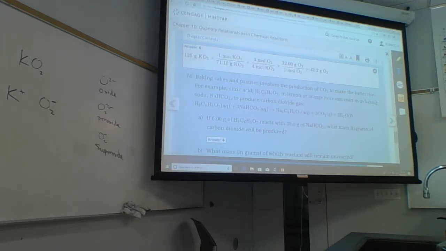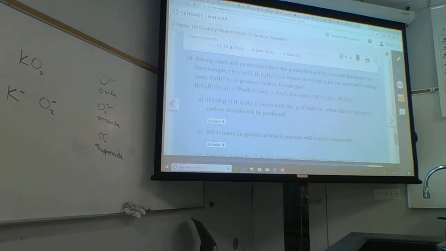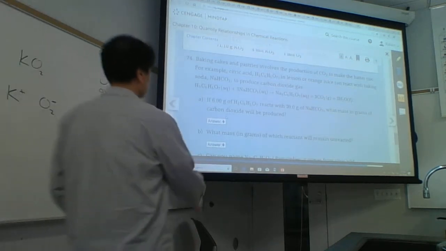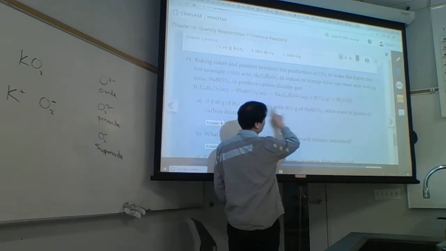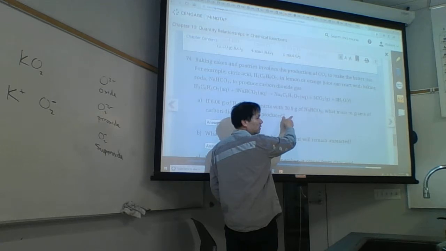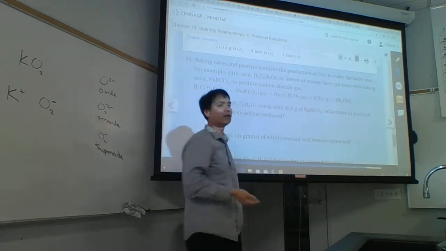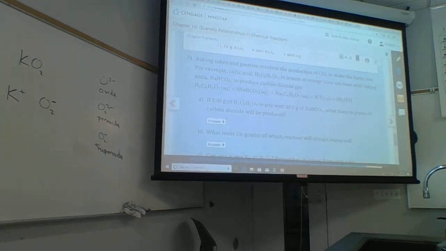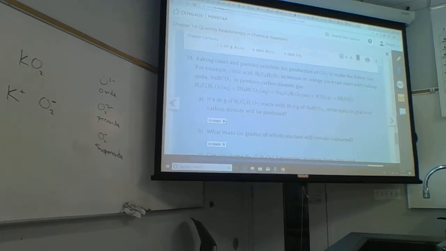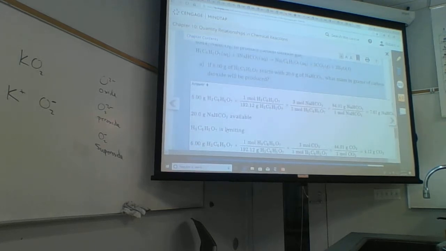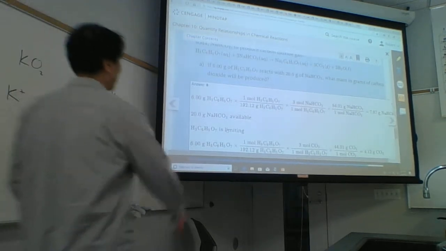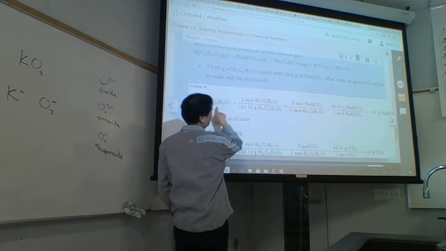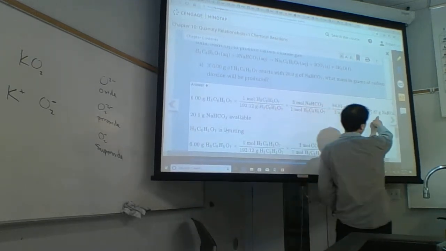Baking cakes and pastries involves citric acid and sodium bicarbonate. Here, we're given 6 grams of citric acid and 20 grams of sodium bicarbonate. When we look at this, this is a limiting reagent problem. How do we do a limiting reagent problem? The smaller amount method: first, calculate the yield from A, citric acid. The yield from citric acid is 7.87 grams.